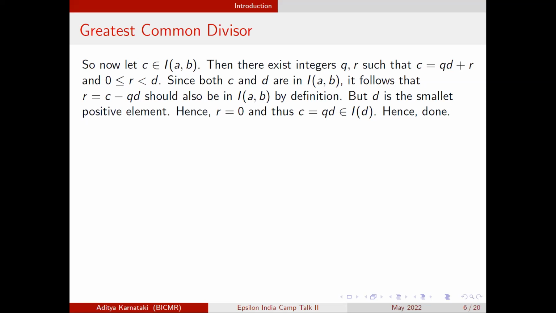But D is the smallest positive element. Sorry, there is a typo. I wrote smallest instead of smallest, but that's fine. D is chosen to be the smallest positive element, and R is also positive, possibly 0. But if R is non-zero, then it is positive, and it is smaller than D, and it is contained in I of AB. So this is the contradiction. So R cannot be positive. R has to be equal to 0. Does that make sense?